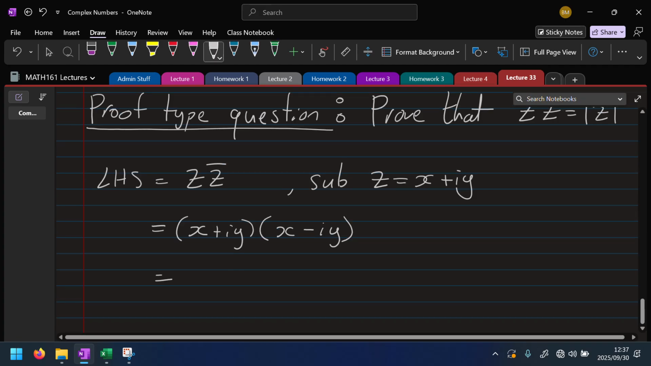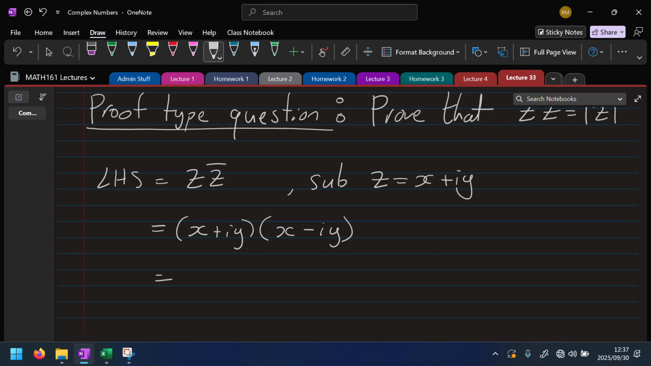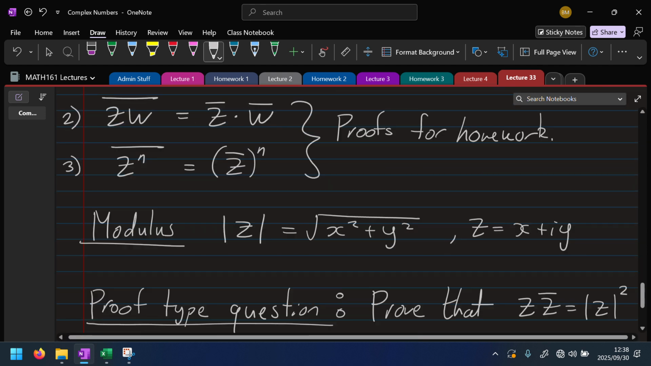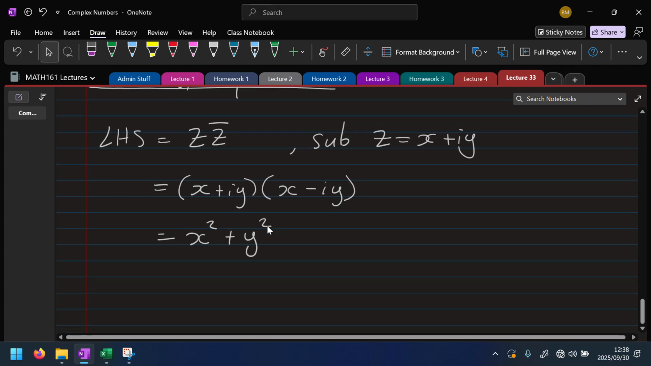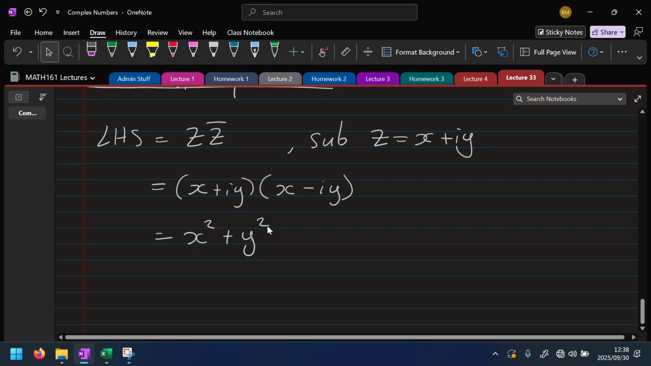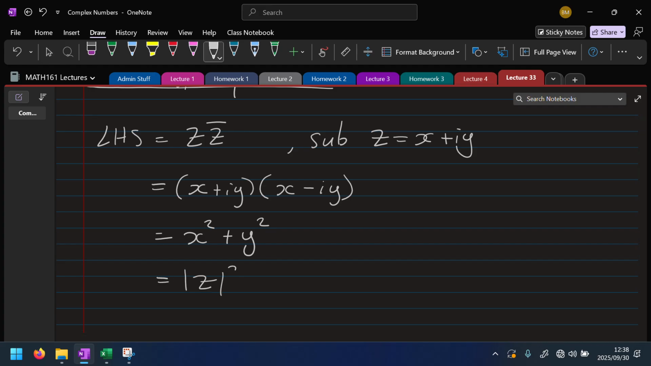Okay, we expand this out. We're going to have x squared plus y squared, and those cross terms are going to cancel because we've got the minus sign. So this will just be x squared plus y squared. Now, if we look back a little bit, the modulus of z was the root of x squared plus y squared. Over here, we have x squared plus y squared with no root. So this is just the modulus of z squared, because we don't have the root there.